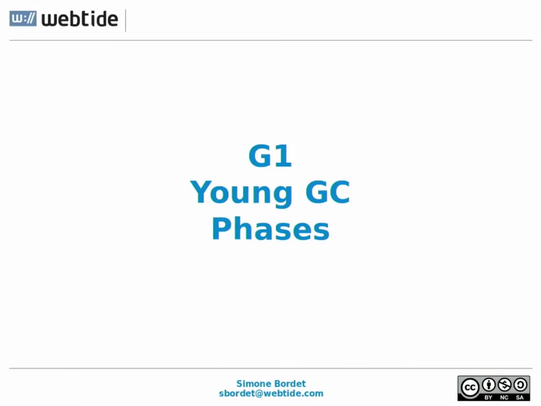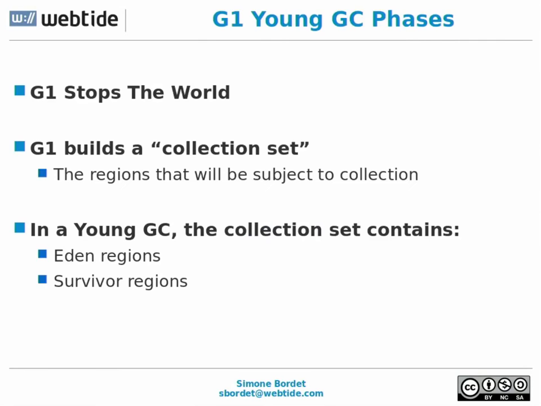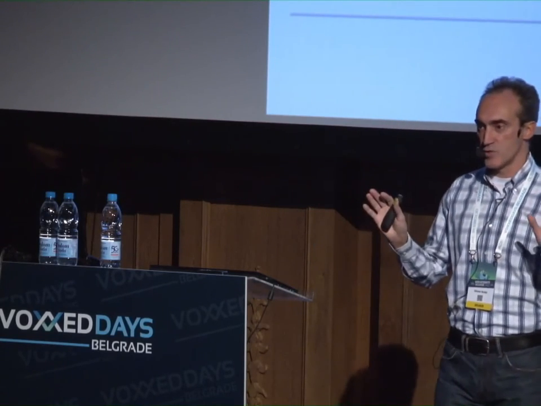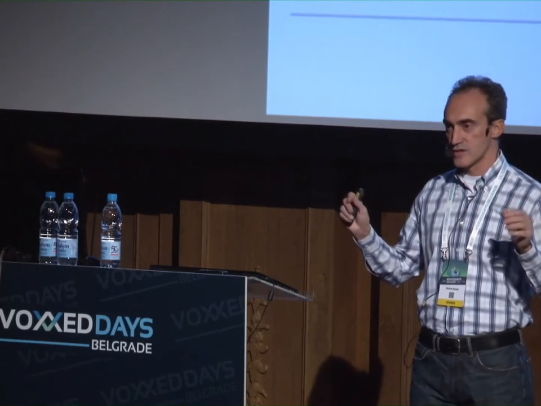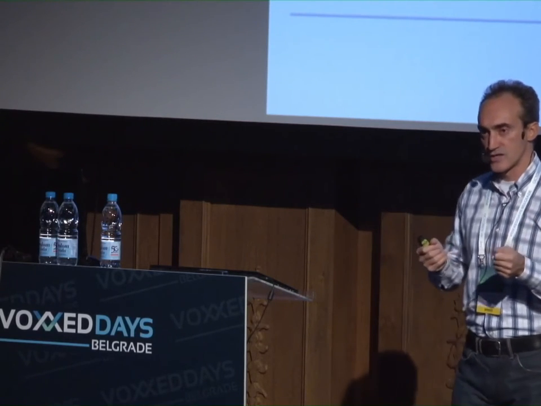Let's see in detail what the G1 GC phases are now. When G1 fills up all the eden regions, it triggers a young generation garbage collection. And what happens exactly there? Well, G1 stops the world, which means it stops all the application threads from what they are doing right now. When they're all stopped, G1 knows that the heap cannot be modified anymore because all the application threads are stopped. So now it's time that G1 can actually do its work.